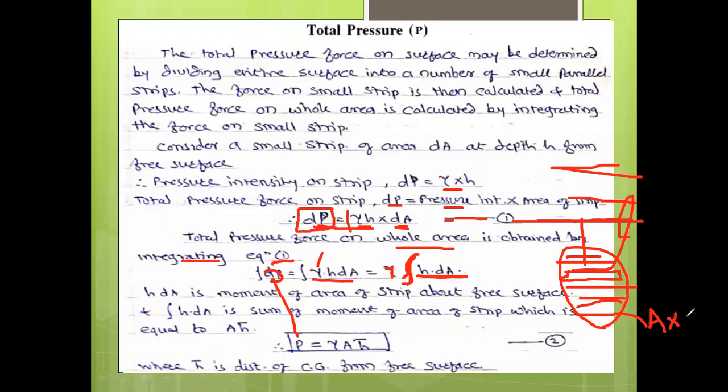So what will be the moment of the whole area about this particular surface? So A into h. Now here we have to write the perpendicular distance of the CG. What is the perpendicular distance of the CG from the liquid surface? It is h bar. So now instead of writing this, I can write here A into h bar. Okay.